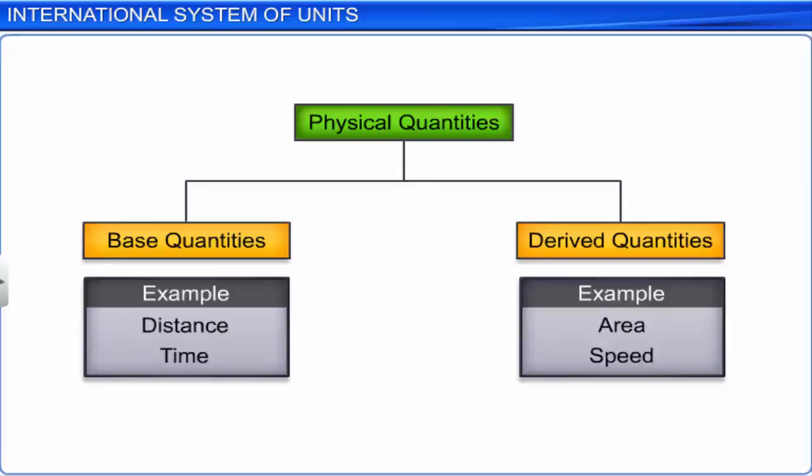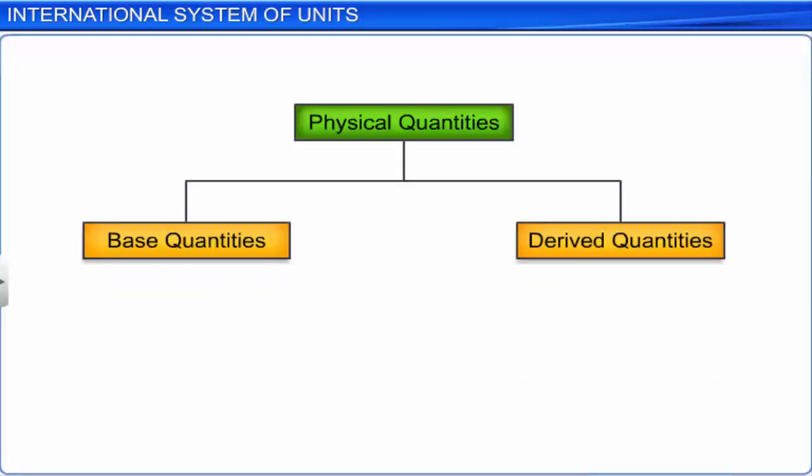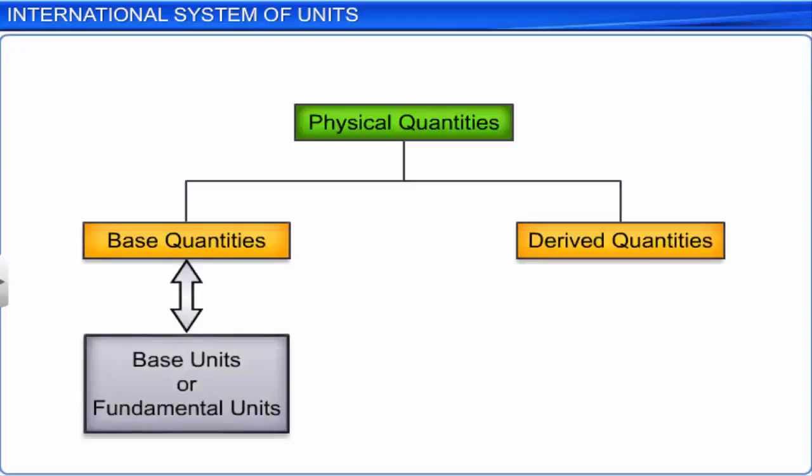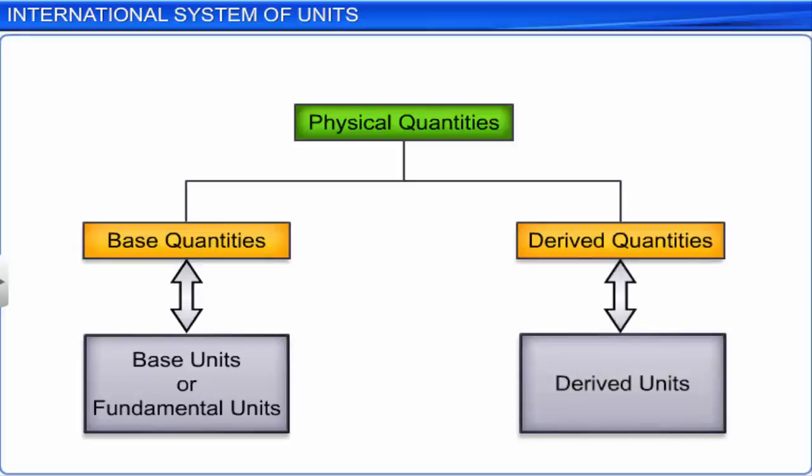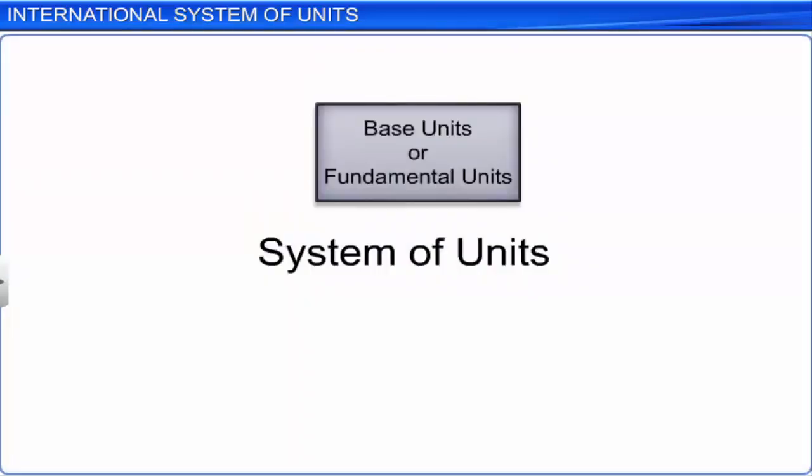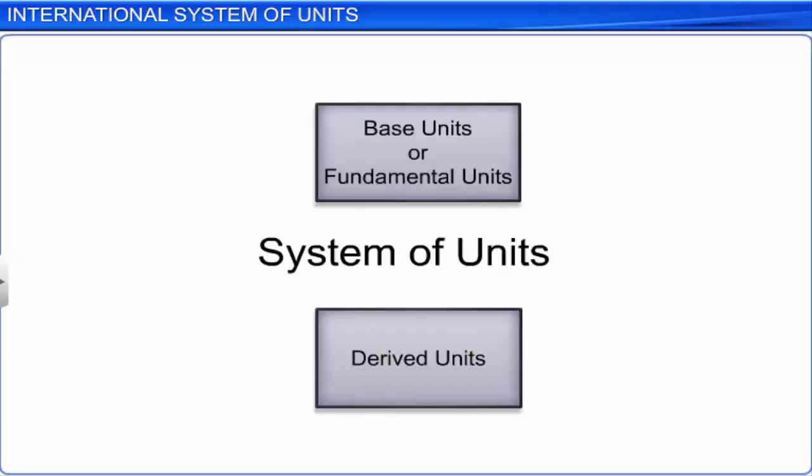The units of fundamental or base quantities are called base units or fundamental units. The units of derived quantities are expressed as a combination of base units. Such units are called derived units. Base units and derived units together make up a system of units. A system of units is a generally accepted set of units of measurement.